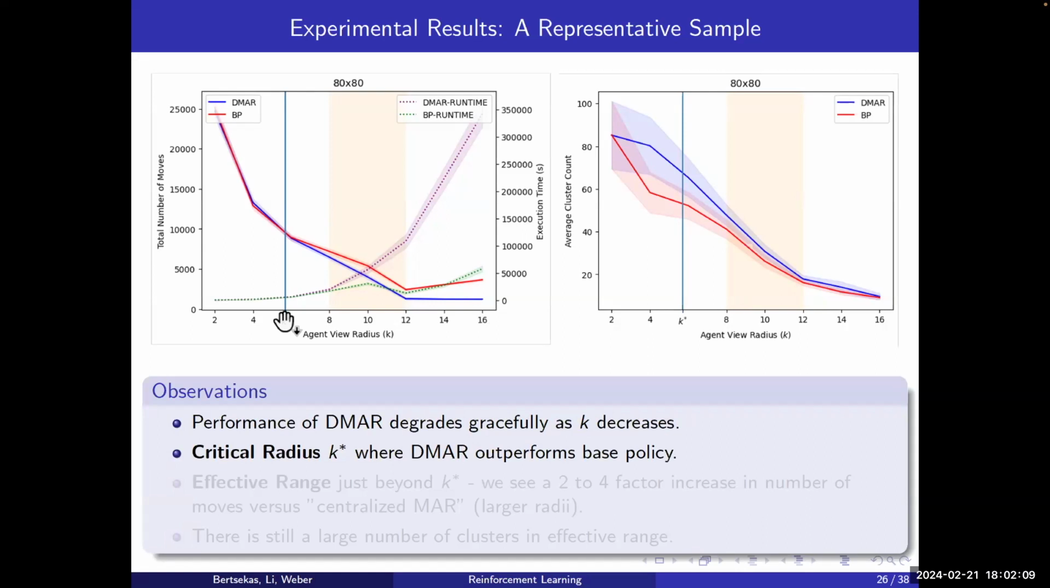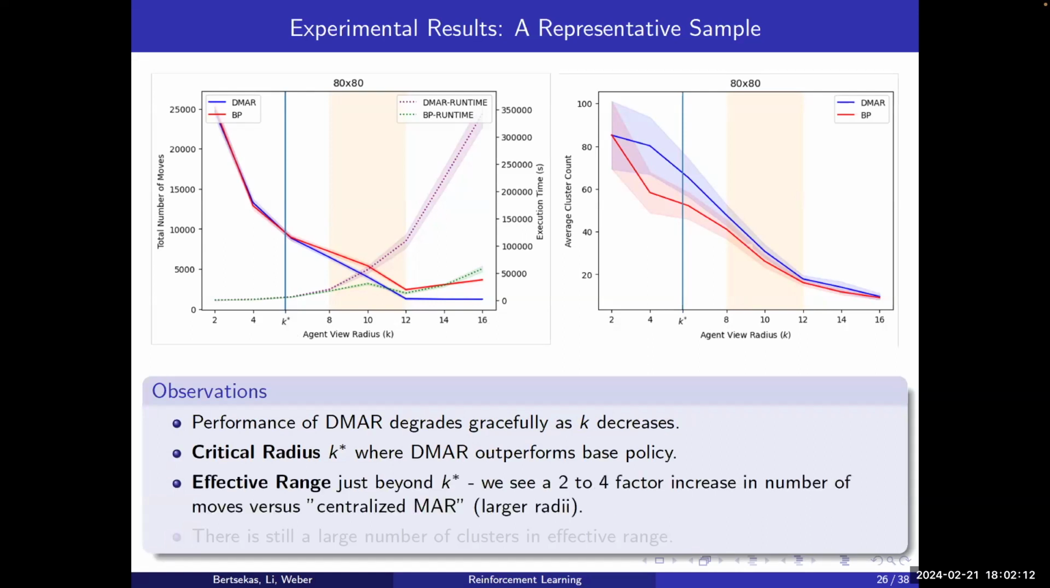So we call this the critical radius. And just beyond K star is what we call the effective range, represented by this brown shaded area. In the effective range, you can look at the costs incurred by both DMAR and the base policy and compare them to when the radius is really big. Because of the way we've distributed agents across the grid, when the radius gets close to 16 or 20 or so, it subsumes the whole grid. Everybody can see everything. Remember, these are 80 by 80 grids. If the view radius is 16, then just about everything can be seen.